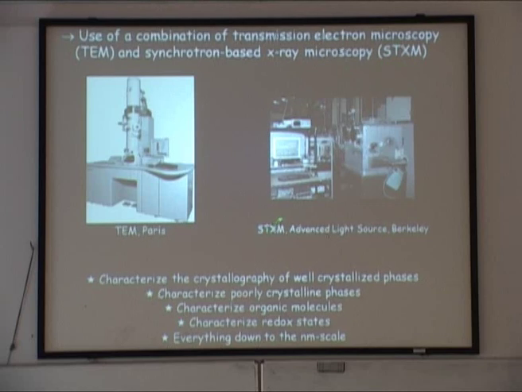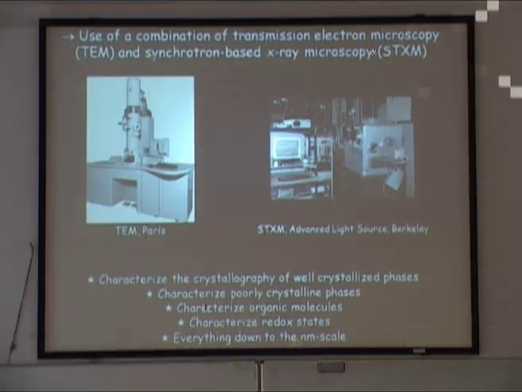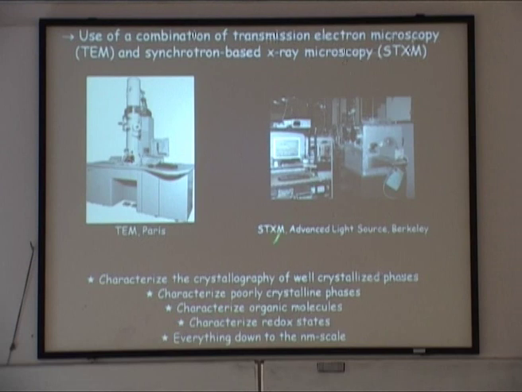So for scanning transmission X-ray microscopy, the microscope is here. It is much smaller than this one, but very powerful. And I'll show you how we can combine both of them in order to characterize the crystallography of mineral phases, well crystallized or poorly crystalline phases. How we can use these tools to characterize the organic molecules, to characterize redox state of iron or other elements, and of course everything down to the nanometer scale.